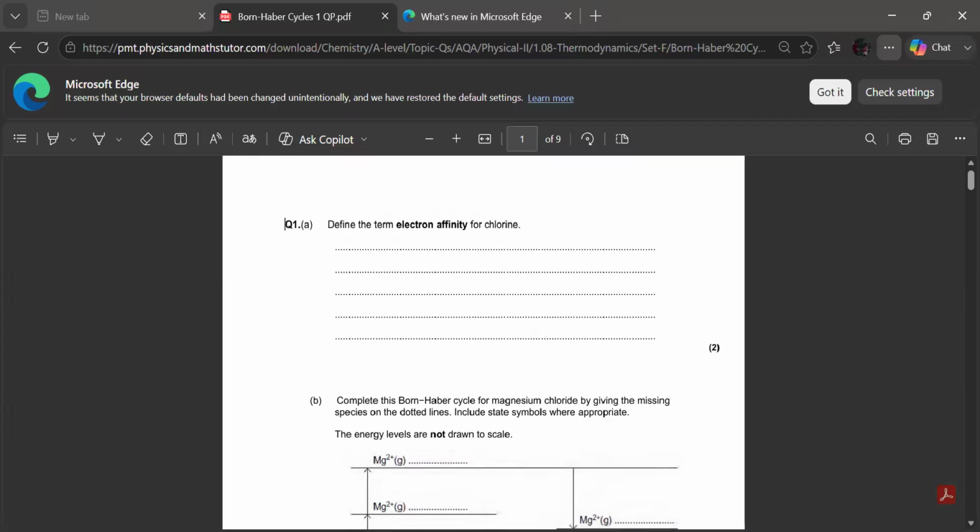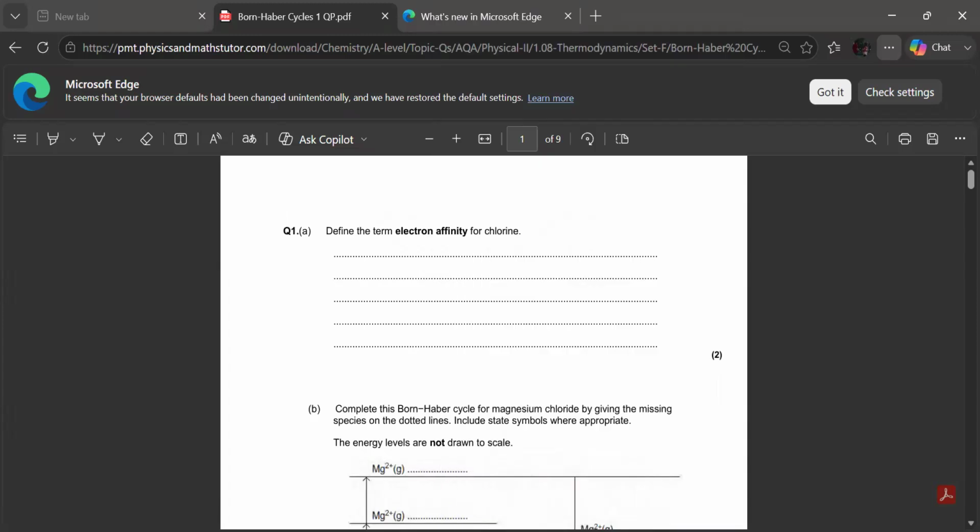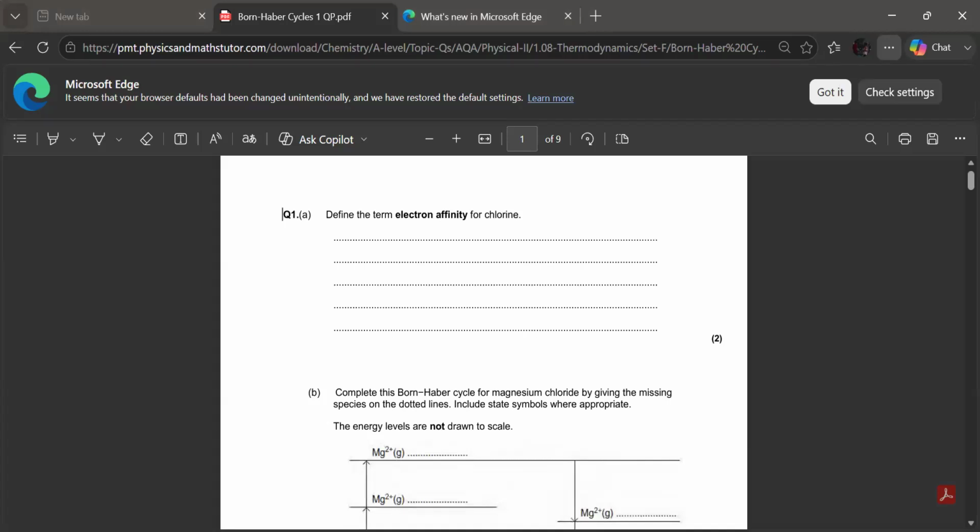Okay, starting with the first question. It's again simple. The definition for the electron affinity, and you can see it's for 2 marks, right? So you need to write down that it is the enthalpy change for the formation of 1 mole of negative ion by gaining of 1 mole of electrons when both the atoms and the ions are in the gaseous state. Okay, that is a simple definition.